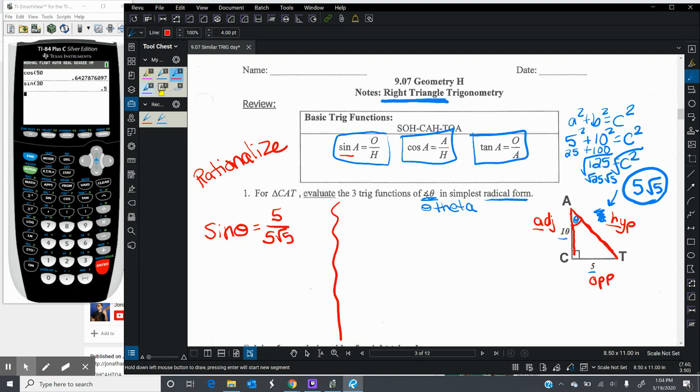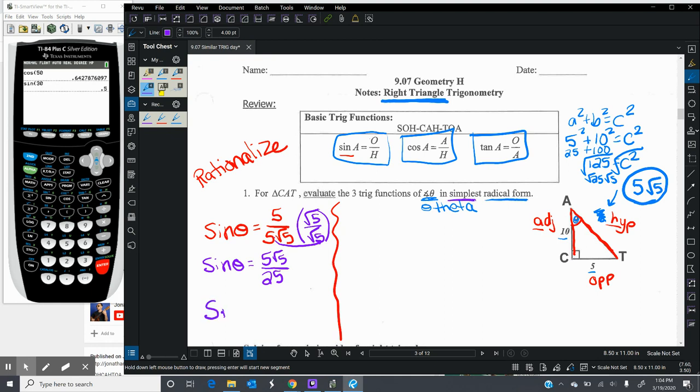So in that case, we're going to multiply our fraction here by radical 5 over radical 5. So we get that sine theta equals 5 rad 5 in the numerator. And our denominator, remember, square root of 5 times the square root of 5 here is just a 5. So 5 times 5 gives us 25. Last but not least, we're going to simplify.